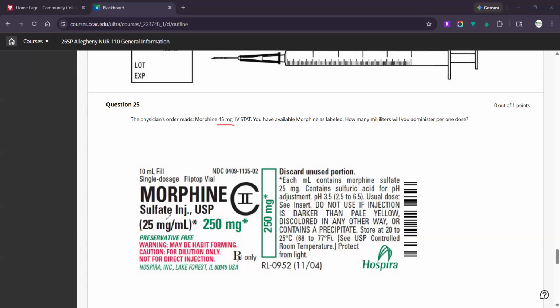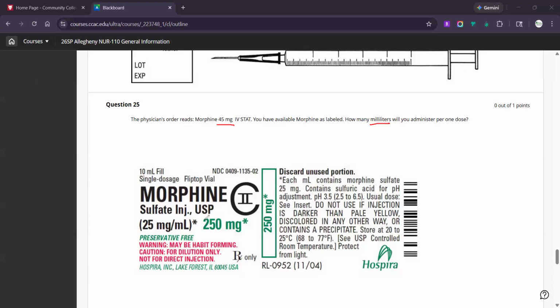Now look here, we have a couple different pieces of information. It does say IV. It also tells you how many milliliters, but IV in and of itself tells you that you're looking for milliliters, right? Because how else are you going to get that in? So it's going to show you this 250 milligrams.